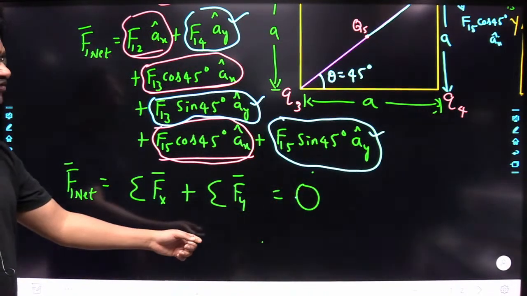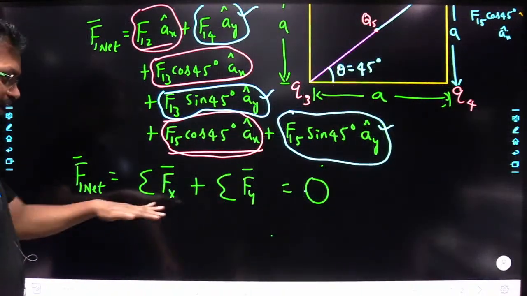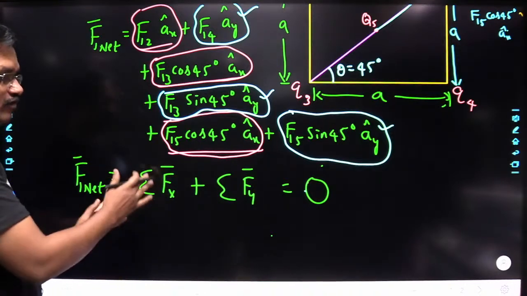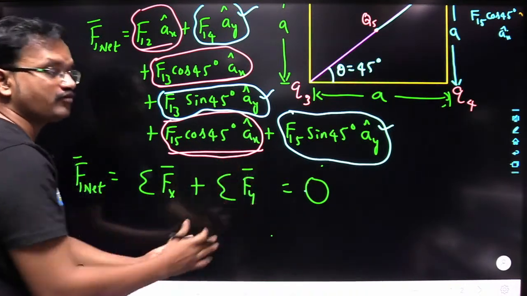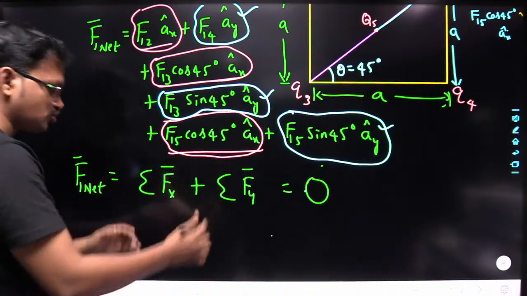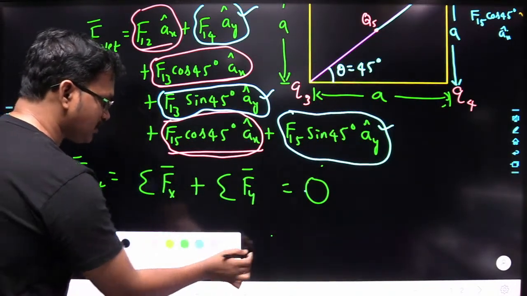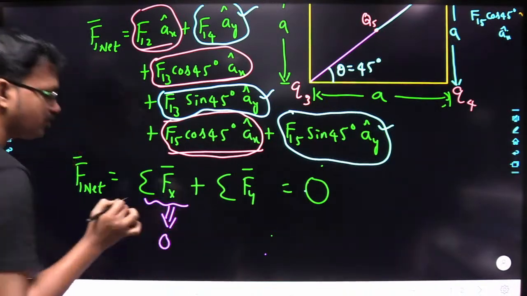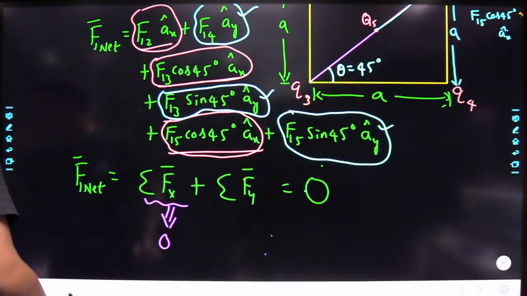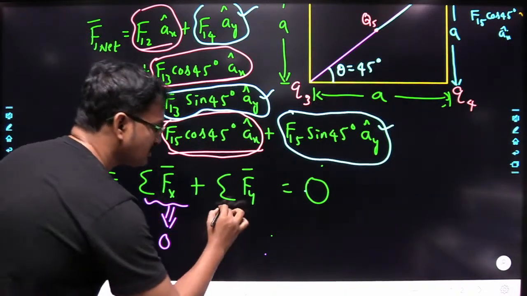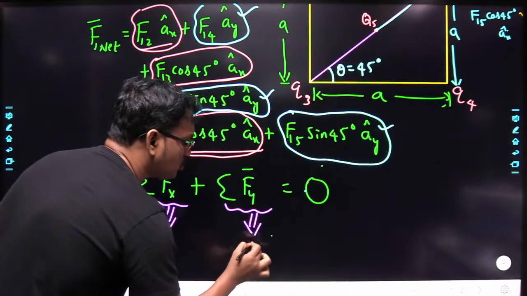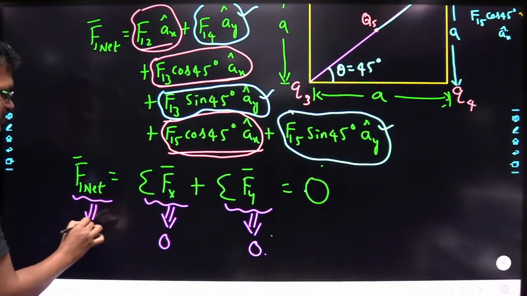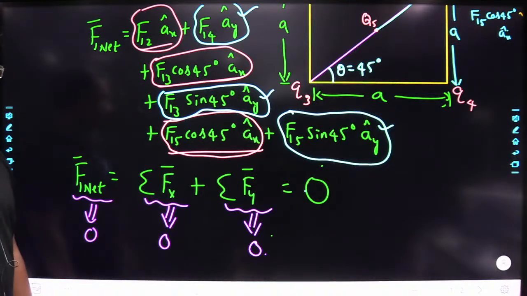So what is the condition for net force to become equal to 0 here? Here this is the summation of all the x components and it is the summation of all y components. So for the net force to become equal to 0, what must be the condition? The summation of all x components must go to 0. The summation of all the y components must also go to 0. So then only this net force will become equal to 0.